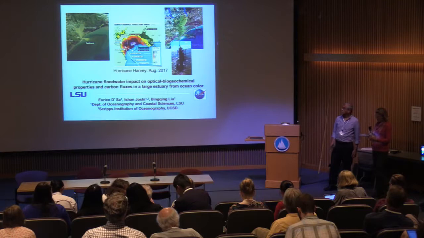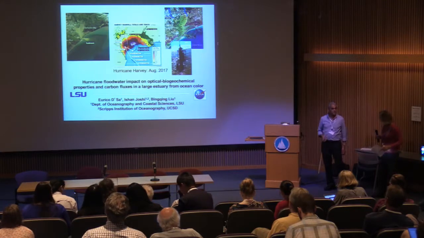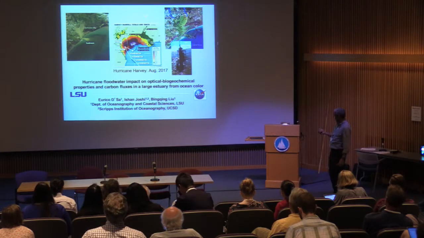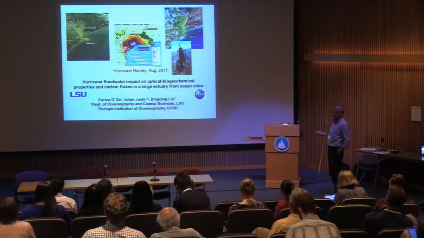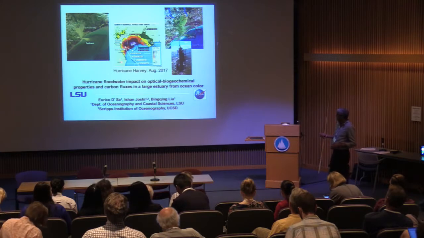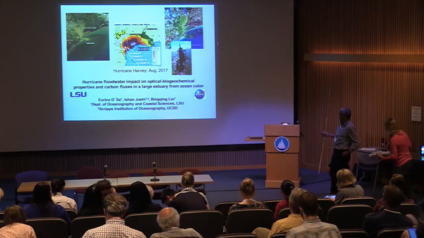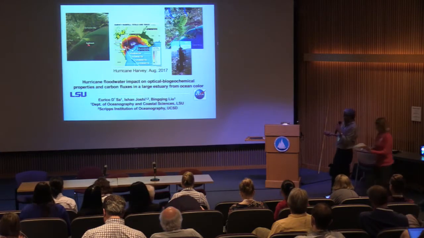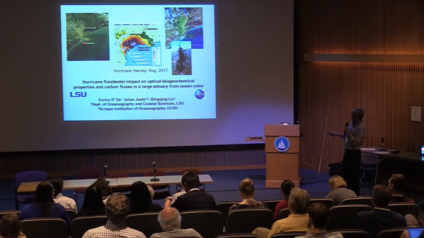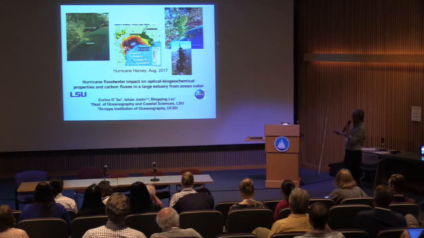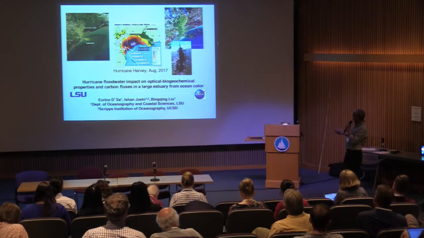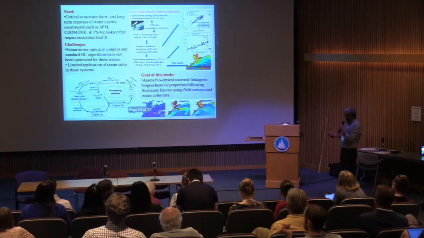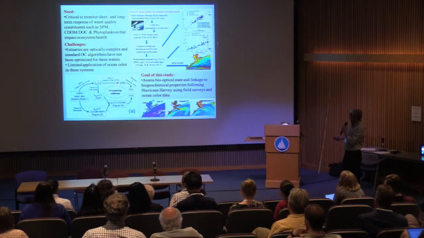So first we have Nikko from LSU. Yeah, thank you. So there was a lot of interest about these events, precipitation events. This is one example. We had Hurricane Harvey in August 2017. Extreme precipitation that causes flushing of suspended sediments, suspended material to the coastal ocean. So in response to that, we went on 2 field trips, 1 month and 2 months after the hurricane. And the idea is to look at the biogeochemical response.